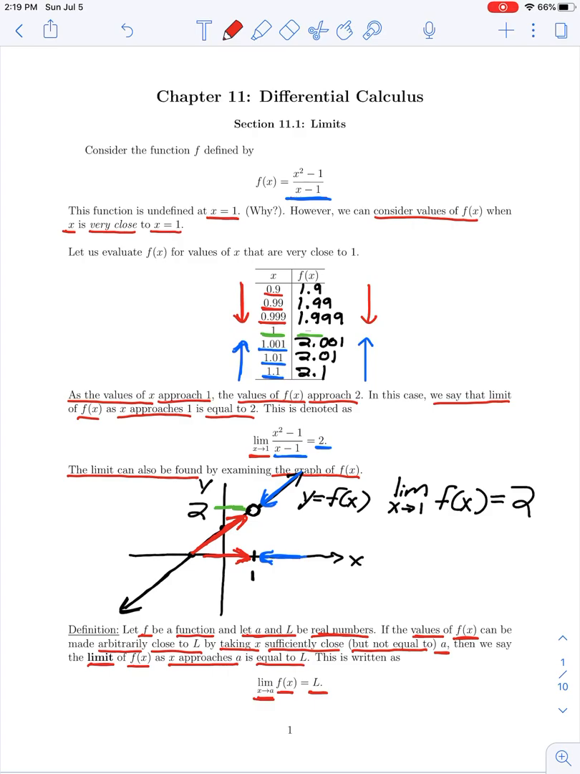Okay. So the idea of a limit is if you can make the values of your function as close as you want to some number by taking the values of x sufficiently close to some number a, we would say the limit of that function is equal to the number L.